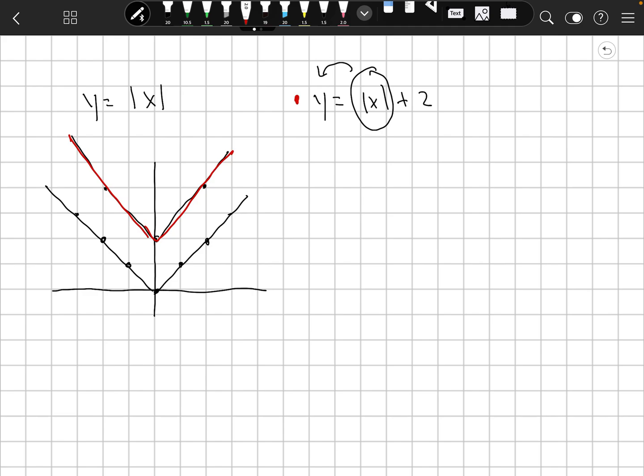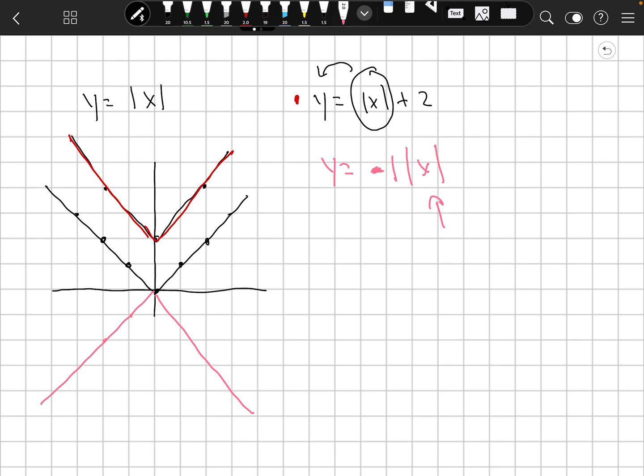Okay, another thought. Let's do this one in pink. y equals negative 1 times the absolute value of x. So now everything that was positive, which is everything in absolute values, becomes negative. So it would look more like this. Something like that.